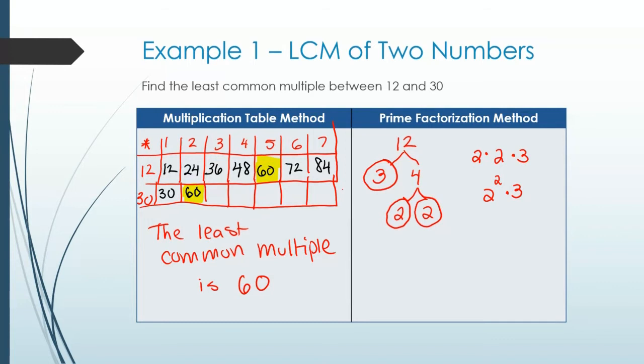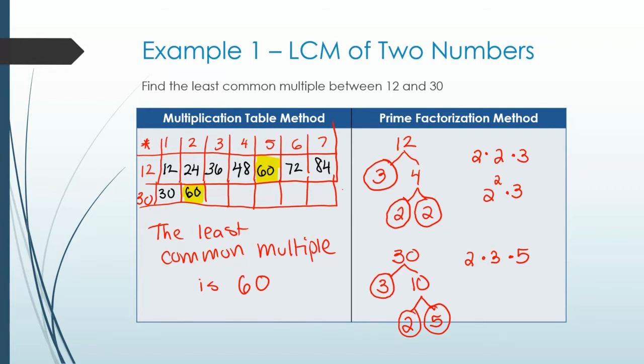So I've written 12 now as 2 squared times 3. And I'm going to do the same thing with 30. So 30 is, I can do 3 times 10. 10 is not prime, but I can split 10 up as 2 times 5. And then those are both prime. So 30 can be written as 2 times 3 times 5.